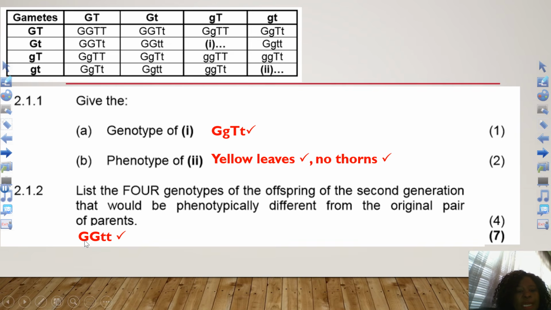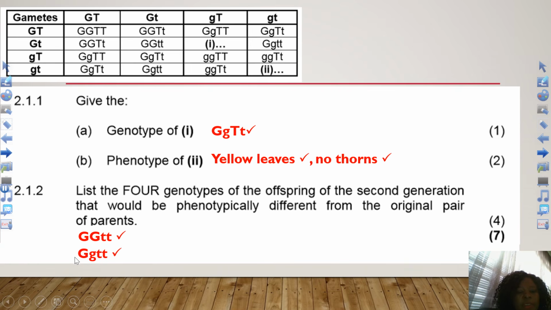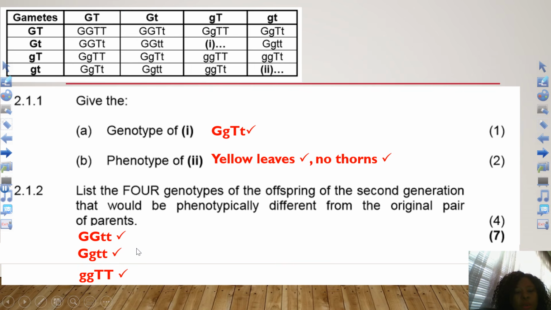Here, that means that if we are saying capital G means that it is green, and then small t means that it is without thorns, whereas at the beginning we crossed green with thorns. So it's capital G, small t, or we can have capital G, small g with two small t's, which is also green without thorns. Then the other option is to have yellow with thorns.